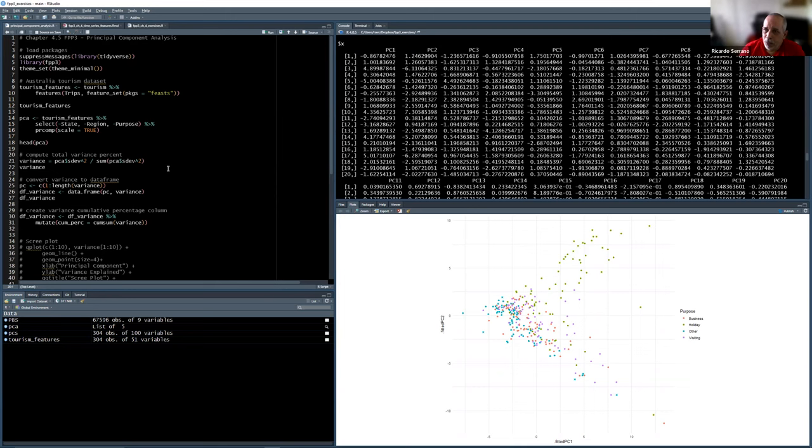Then we have to calculate the variance percentage. How much variance does PC1 capture, then PC2, PC3, and PC4? The way to do it is with this equation, with the PCA object: we extract the standard deviation, square it, because it's a variance, and then divide it by the sum of those variances. So let's do that.